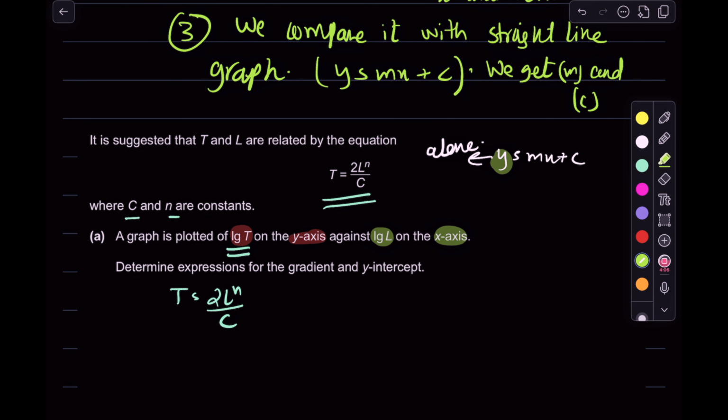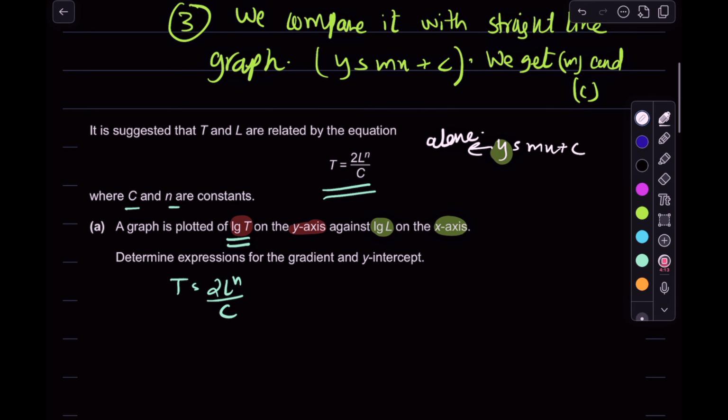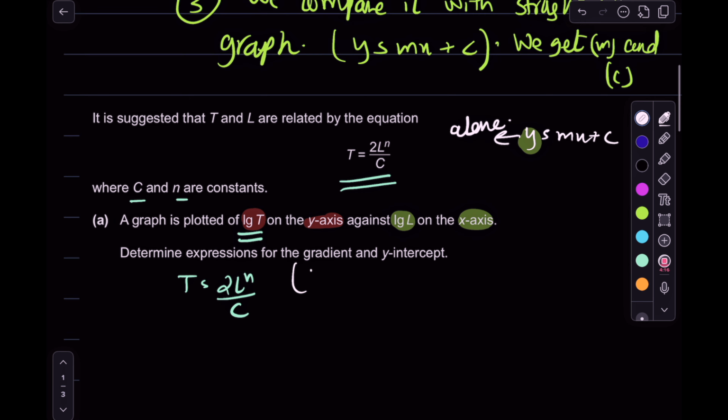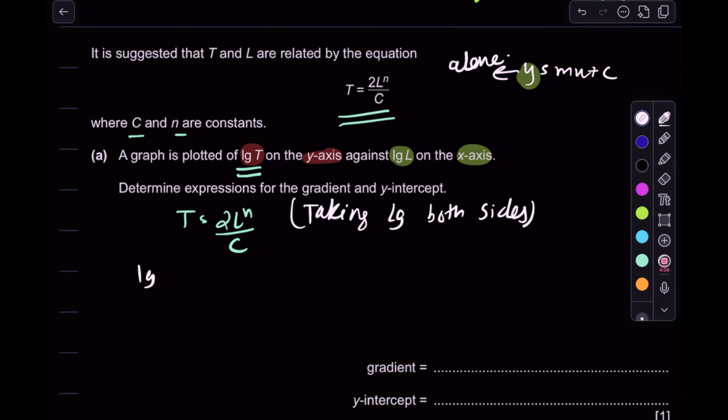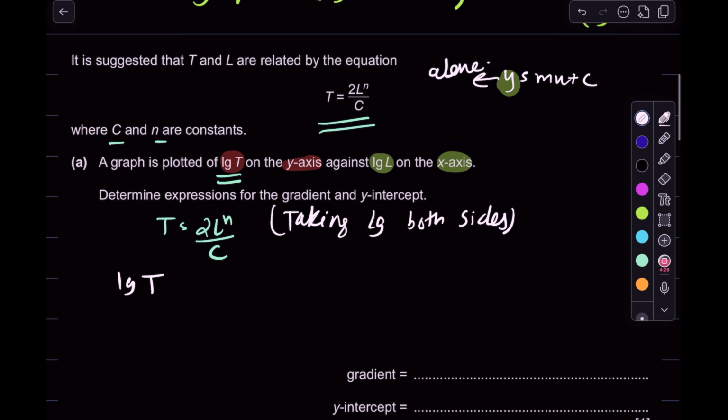Now taking log with the base of 10 on both sides will solve the question at least 50% or so. So taking lg on both sides. Okay, so lgt is equal to lg of 2l raised to the power of n over c. So now my lgt, or my y-axis term, is already isolated.